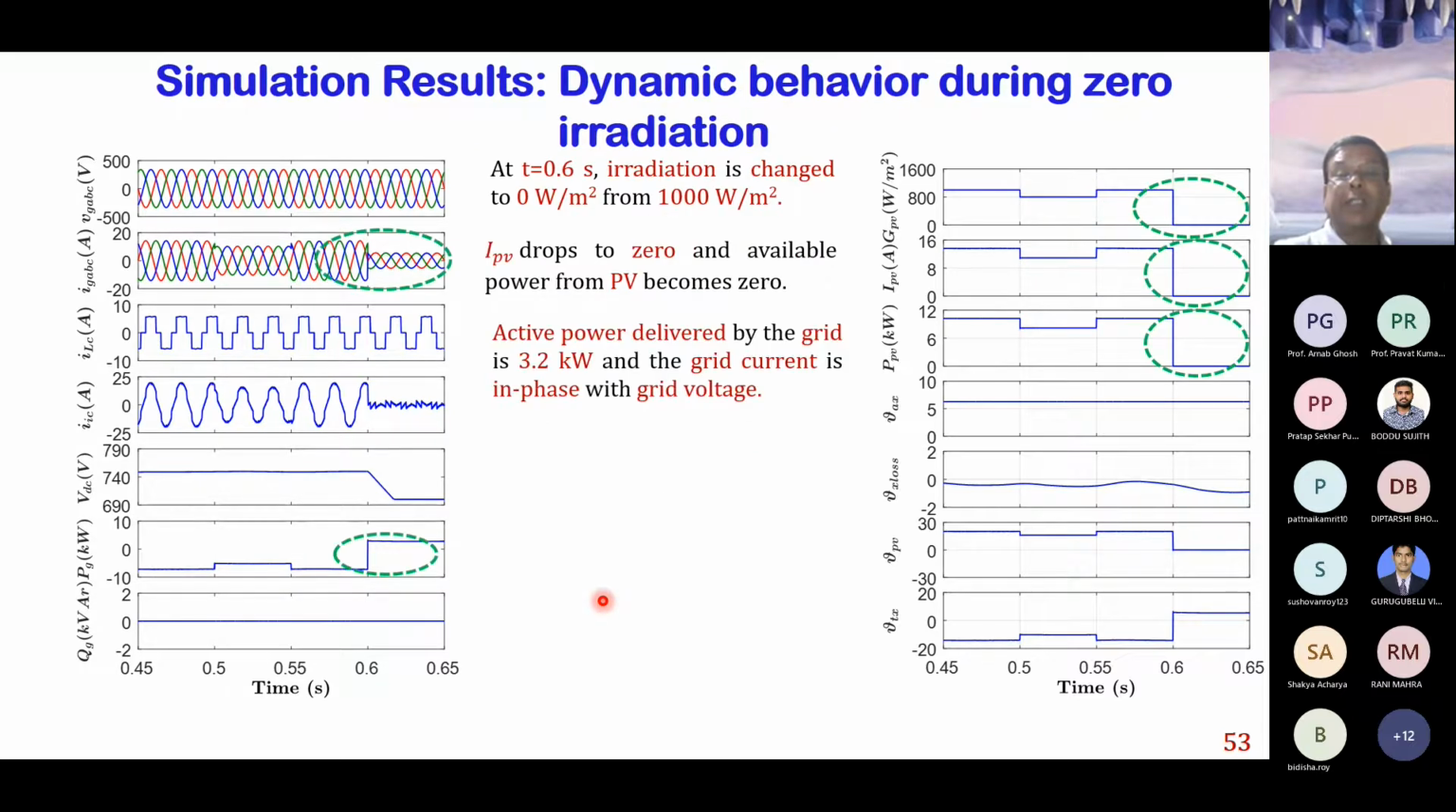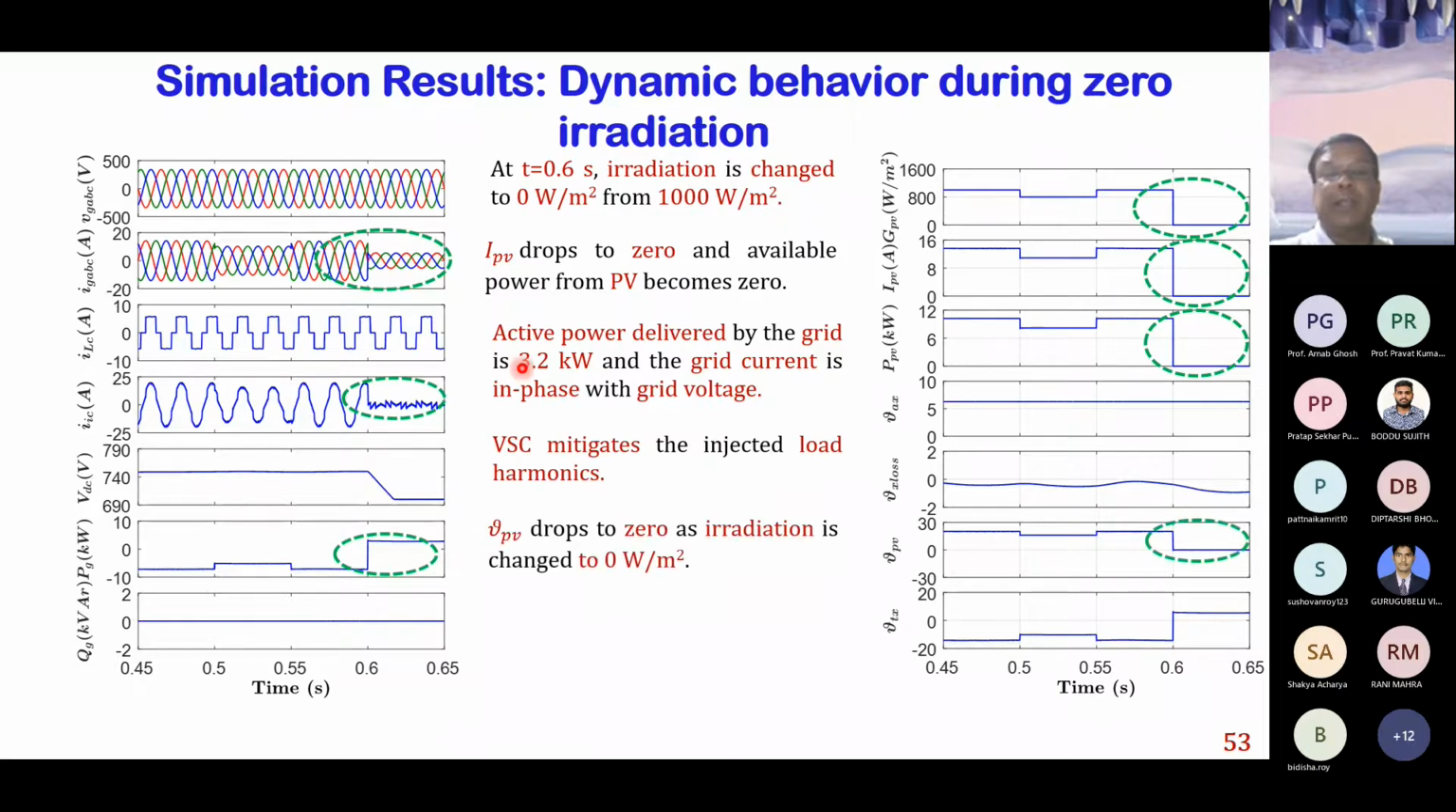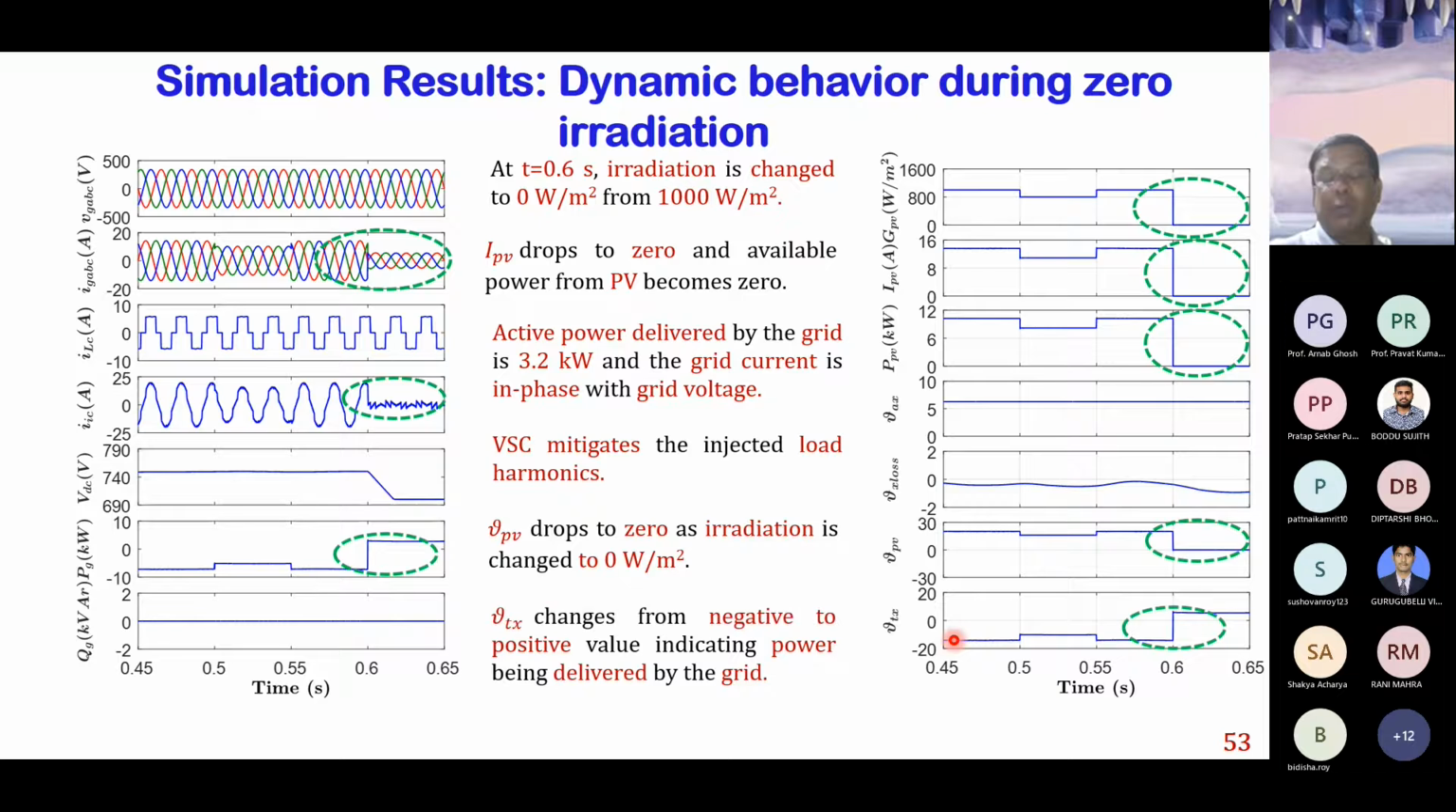So at t equal to 0.6 second, the irradiance is changed to 0 from 1000 watt per meter square, and IPV drops to 0, therefore PV power becomes 0, and therefore the active power delivered by the grid is 3.2 kilowatt. The entire load power is supplied by the grid, and the inverter is able to mitigate the load harmonics, and VPV drops to 0 as irradiance is changed to 0 watt per meter square. And the VTX changes from negative to positive value, indicating power is being delivered by the grid.